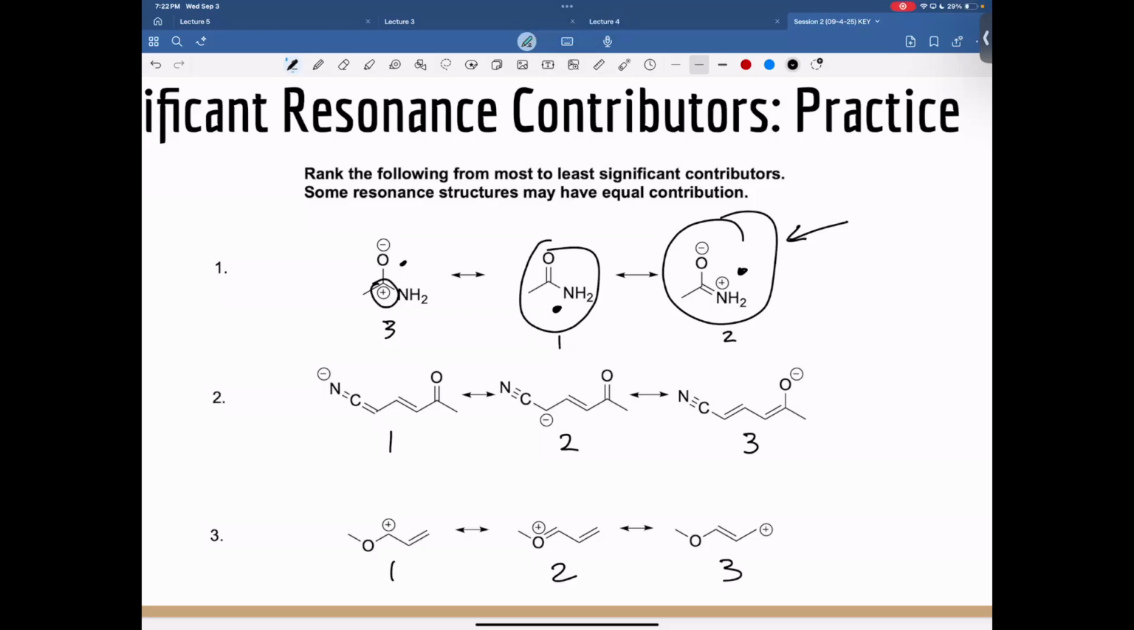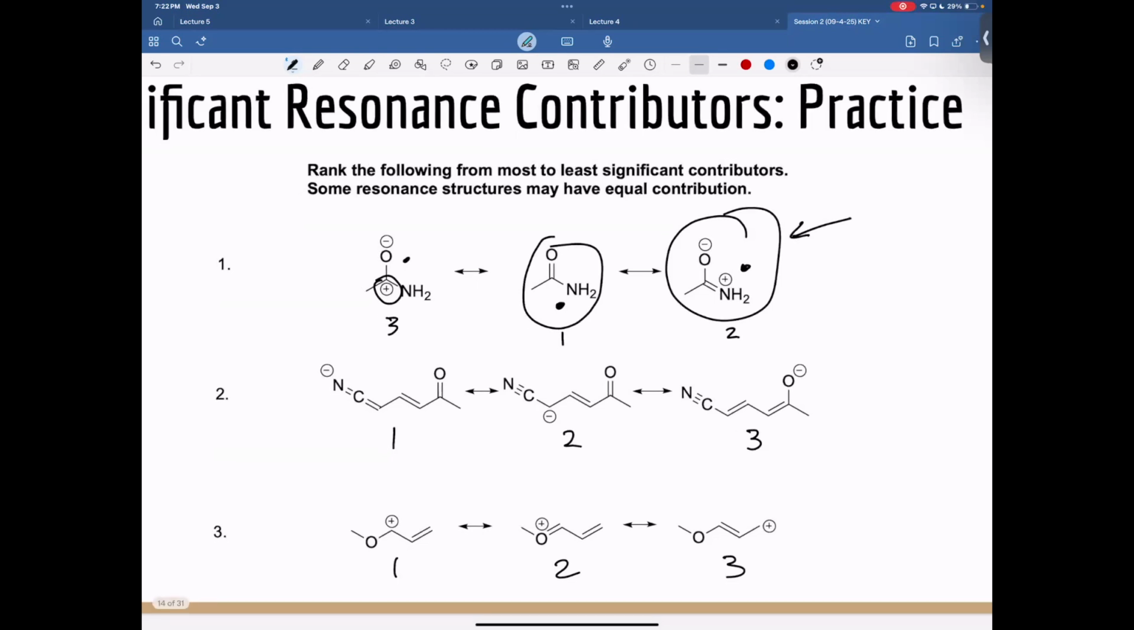Does anyone want to answer question 2? Anyone think they got the answer? Yes, do you know why? Because you don't want a charge on carbon, like on two, and then oxygen is more electronegative than nitrogen, so you want a negative on the oxygen. That's right. What about three?